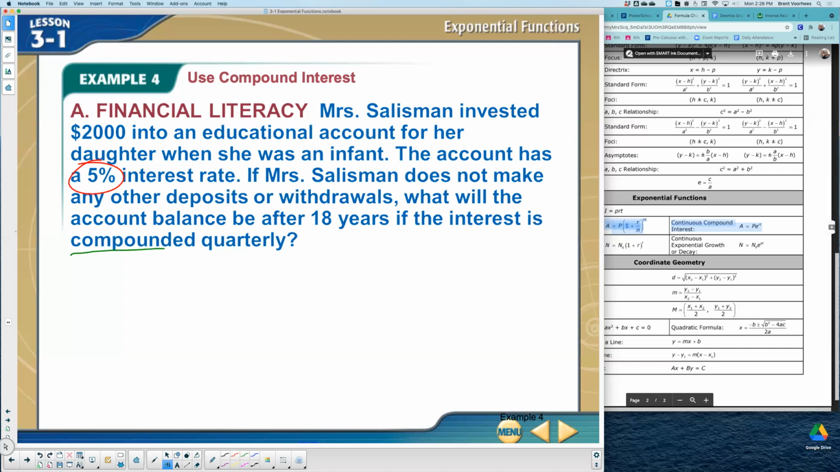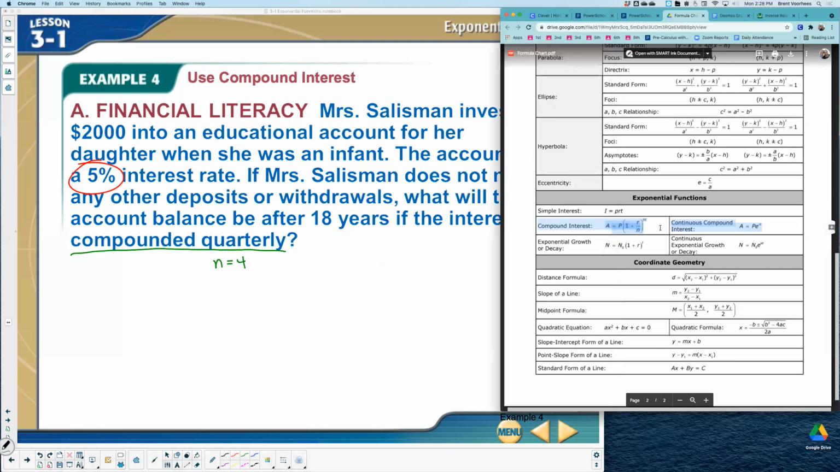This is what I don't like about this problem, because this is not realistic. We don't do this quarterly, but let's just say we did. Compounded quarterly. How many quarters are there in a dollar? 4. So how many times per year do you think quarterly is? 4. N is 4. That just means it's happening 4 times in the year. So here's what we're going to do.